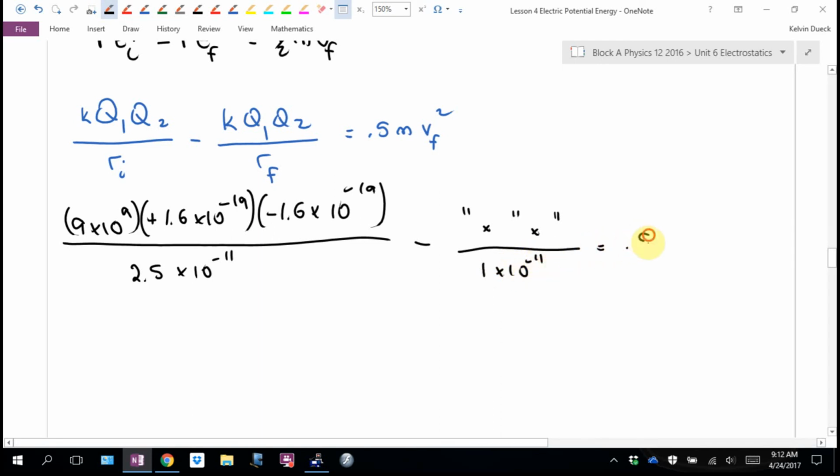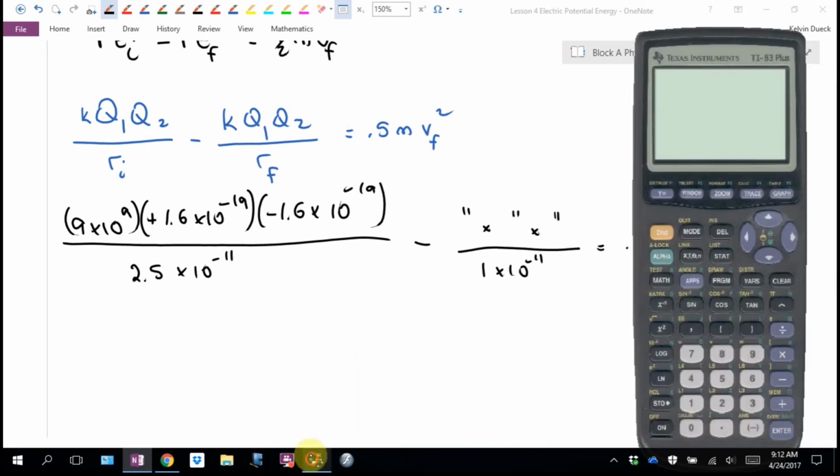And that's going to be 0.5 mv squared. Okay. I'm going to try typing this in one fell swoop, the whole thing. 9 times 10 to the 9th, 1.6 times 10 to the negative 19 times negative 1.6 times 10 to the negative 19 divided by, you know what? I'll do it in steps so that in my notes you can see what we did.